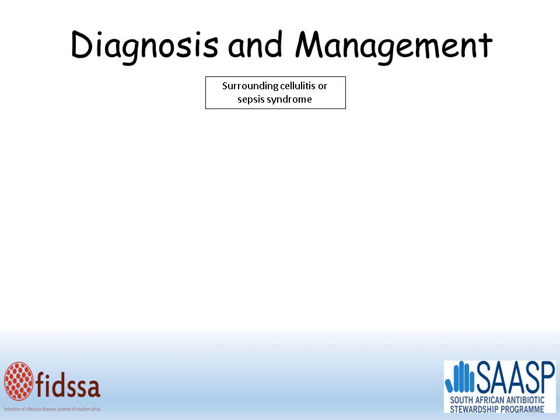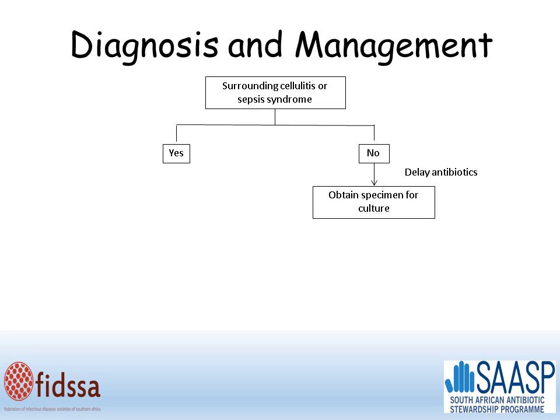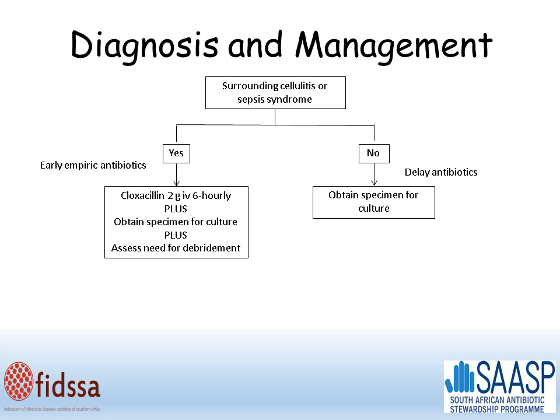In terms of diagnosis and management, first ask yourself, is there a surrounding cellulitis or a sepsis syndrome? If not, you can delay antibiotics long enough to obtain a specimen for culture. Ideally, this would be a surgical specimen of bone taken at operation. If there is surrounding cellulitis or a sepsis syndrome, then it's going to be necessary to give early empiric antibiotics, and a good choice would be cloxacillin 2 grams. Then you must obtain a specimen for culture and assess the need for debridement. If antibiotics were initially delayed, once the specimen is taken, then cloxacillin should be started.